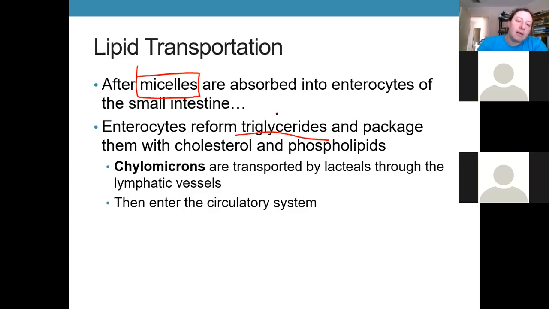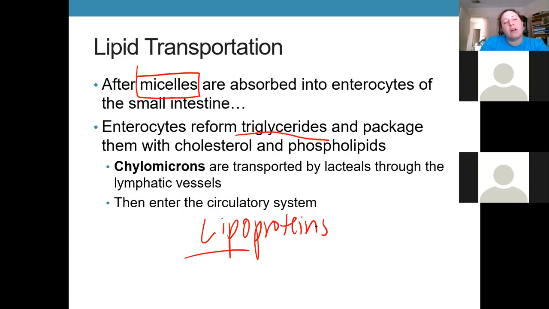The enterocytes use these proteins called lipoproteins, which always escort our lipids in the circulatory system. So we call this structure a chylomicron. And these are the ones that actually enter the lacteals of the lymphatic vessels and go through the lymphatic vessel system until they empty into the circulatory system.